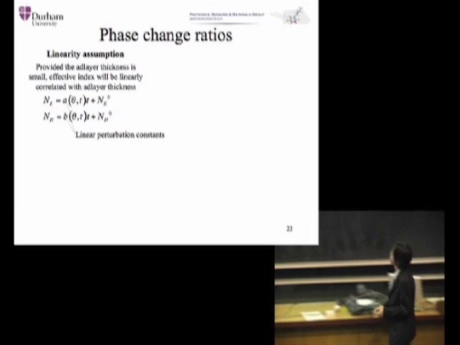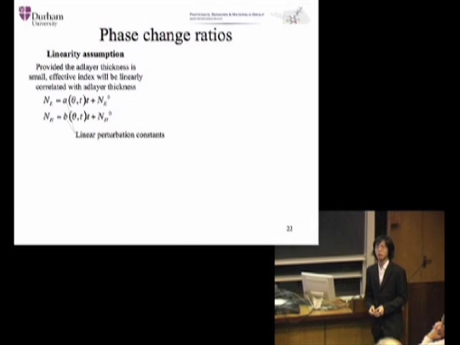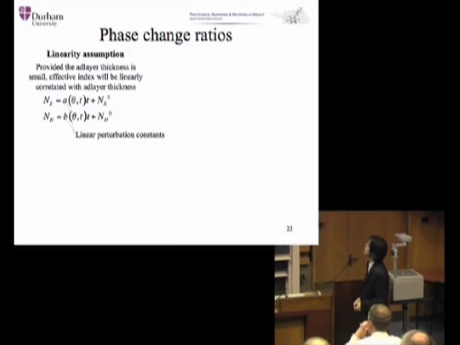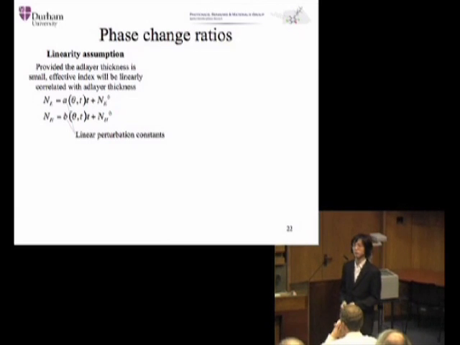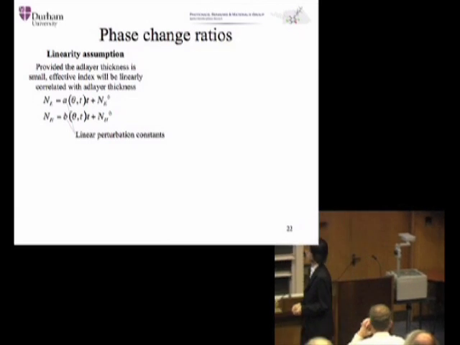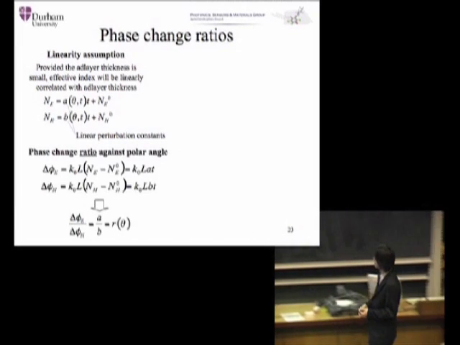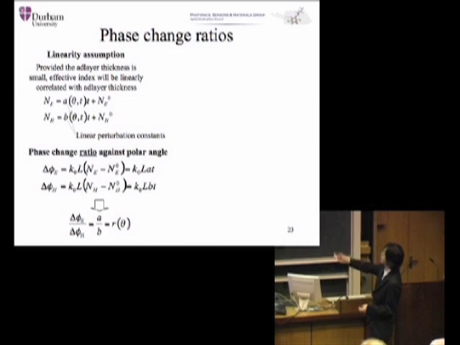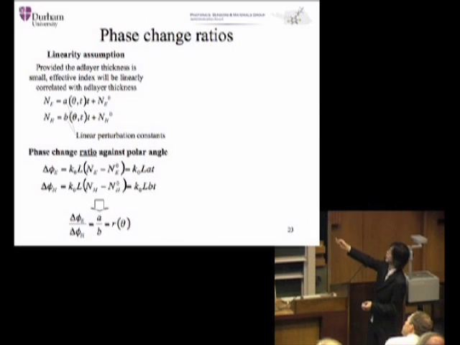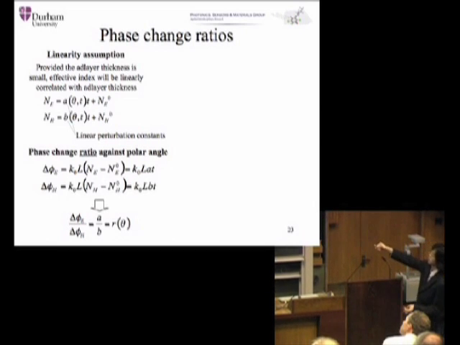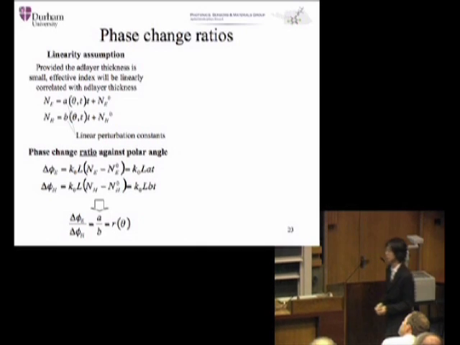Now, of course, A and B are the linear perturbation constants of the two modes, which are only a function of polar angle and the actin thickness. So the phase changes can be easily transformed using these relations with A and B, the perturbation constants, and the phase change ratio will be the ratio of the perturbation constants of the two modes, which can be easily computed.